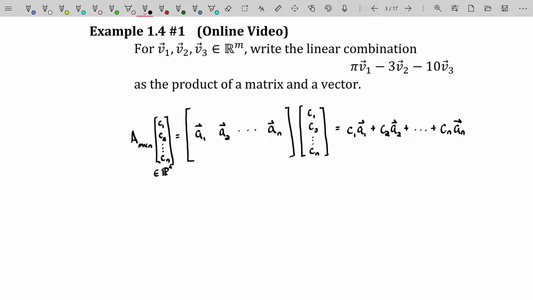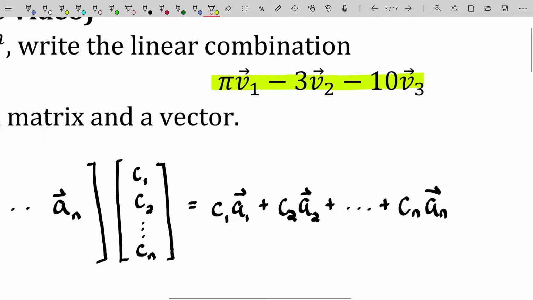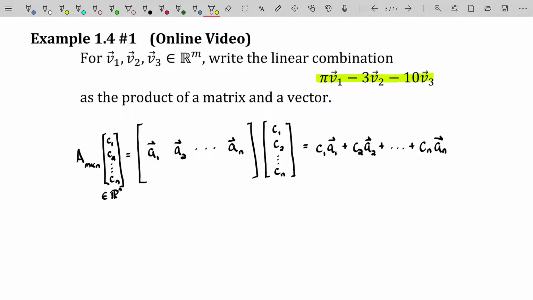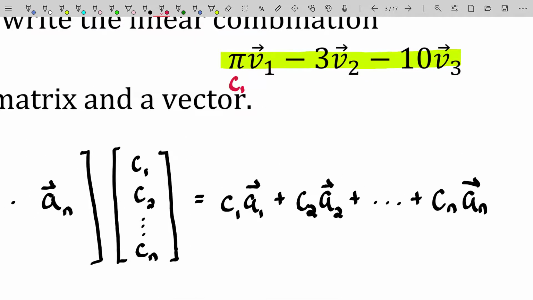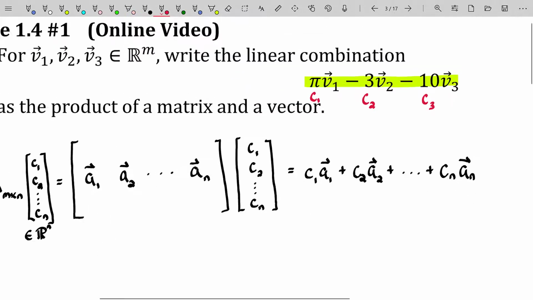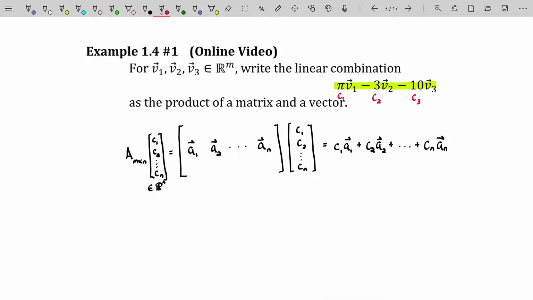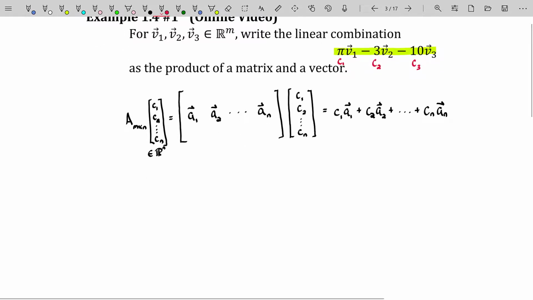In the problem we're presented with here, we're asked to go the opposite way. In other words, we're given a linear combination and we're asked to write it as the product of a matrix and a vector. Our coefficients here would be pi, playing the role of C sub 1, -3 would play the role of C sub 2, and -10 would play the role of C sub 3. Otherwise, those vectors, v1, v2, and v3, are just some random vectors. They have not handed us those vectors at all, so we're just going to build a matrix that has those vectors as its columns, just like we have here.